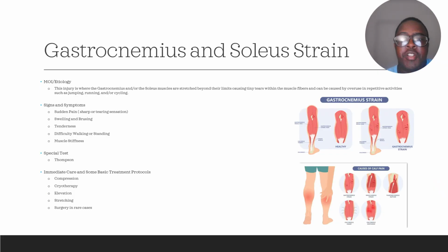Gastrocnemius and soleus strain. As the name states, this is a strain of the gastroc and soleus muscles. A strain is when the muscles are stretched beyond their limits, causing tiny tears of the muscle fibers, and can also be caused by overuse, stretching, or jumping, running, or cycling.